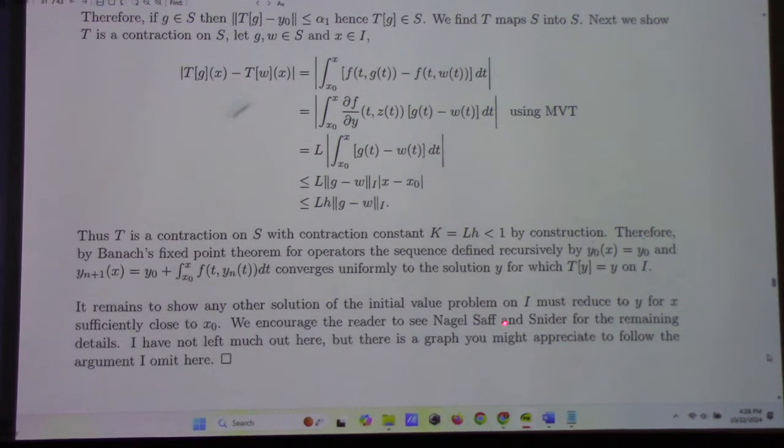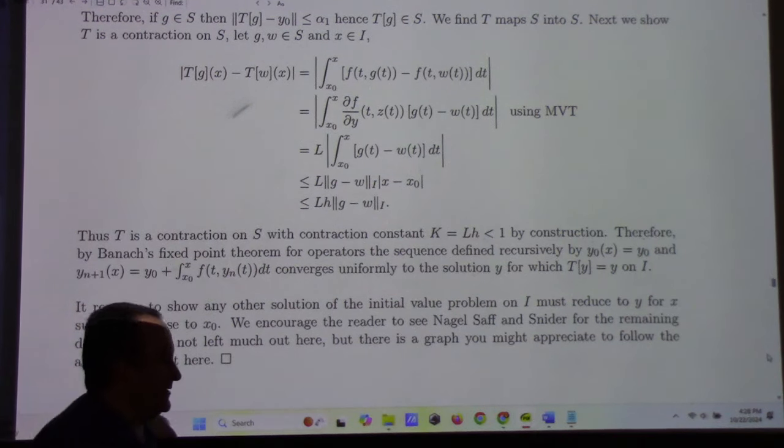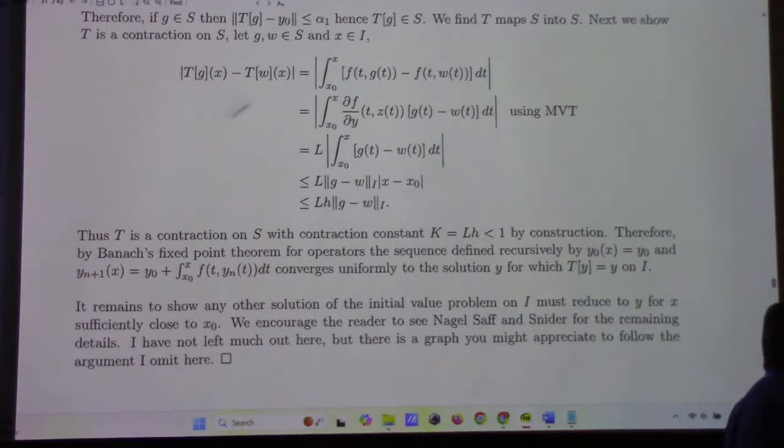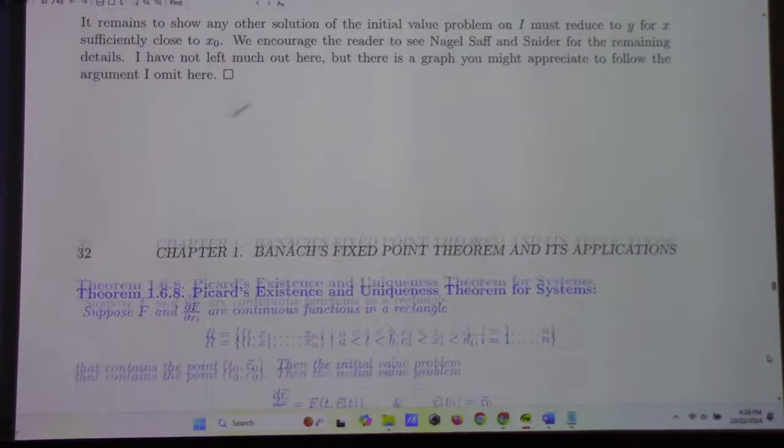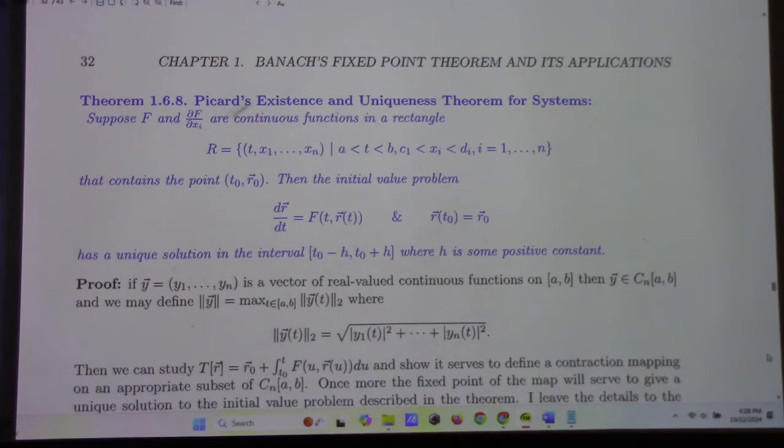And I'm going to let you read Nagel, Saff, and Snyder on that point because I've got more to show you today. I don't want to belabor this. It's not entirely trivial. It's not that complicated either. The arguments are similar to the ones I've shown you. But I'm actually much more interested in the next theorem, which is Picard's existence and uniqueness theorem.